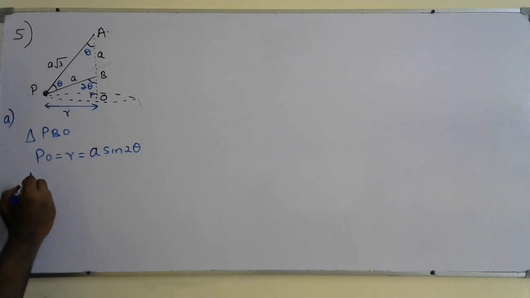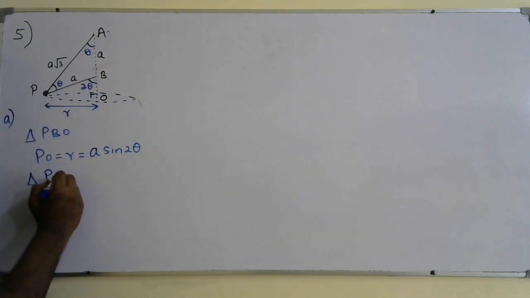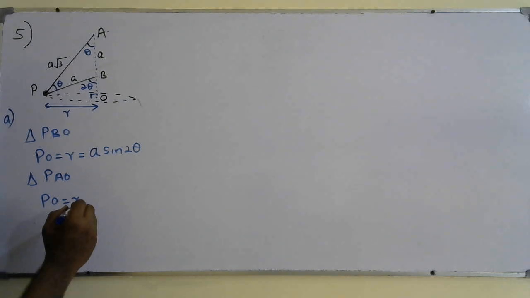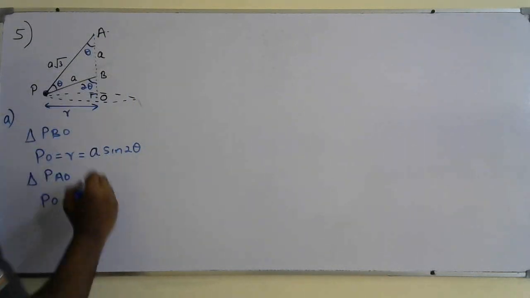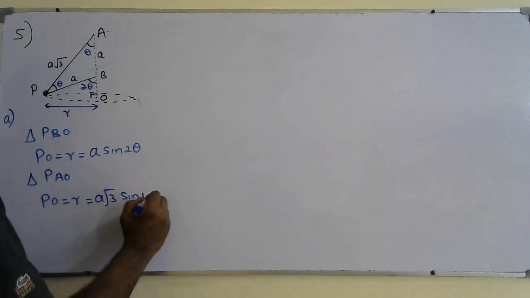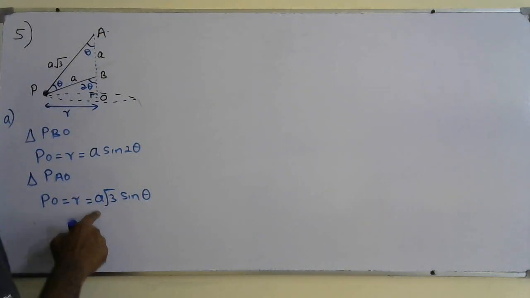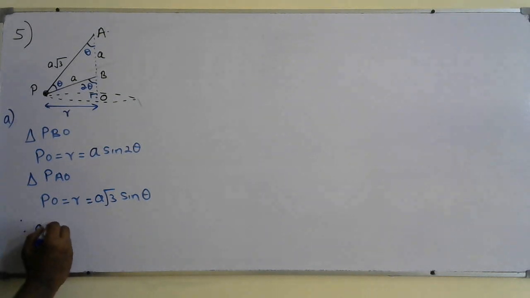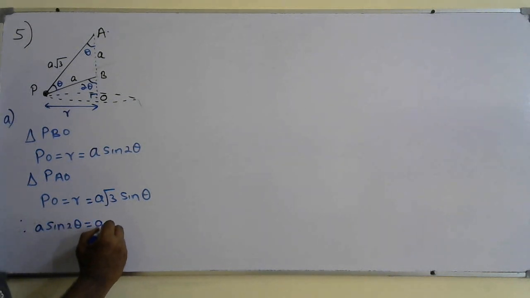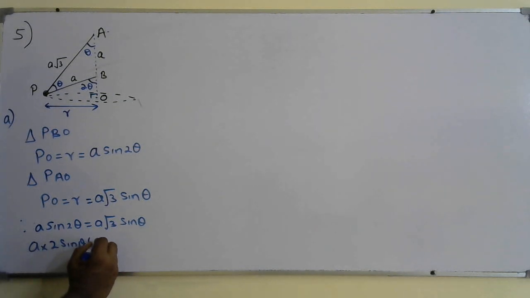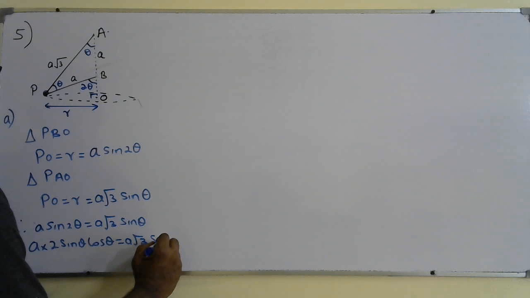When you consider the right angle triangle PAO, the same PO is equal to the radius. PO is the radius, that is equal to a root 3 sine theta, this is a root 3. But both are the same radius. Therefore, a sine 2 theta must be equal to a root 3 sine theta. But we know that sine 2 theta equals 2 sine theta cos theta. So that we can write 2 a sine theta cos theta equals a root 3 sine theta.